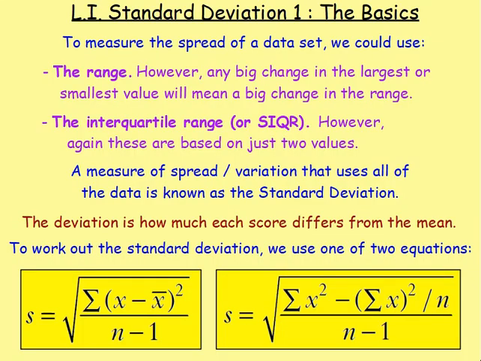As it says here, the range and the interquartile range, or semi-interquartile range, are just based on 2 values, so they don't always give an accurate representation of how spread out or varied different results are. Something that's far better to use is the standard deviation.